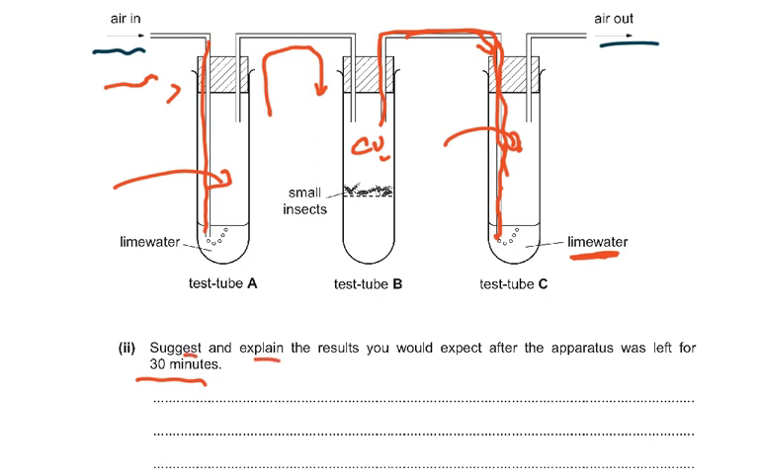Suggest and explain the results. Here we have the outside air. The outside air has very little carbon dioxide, so this will remain clear, or you can even say it can become slightly cloudy. But this one is going to be cloudy. Why? Because the insects are producing carbon dioxide and all that is going into test tube C.